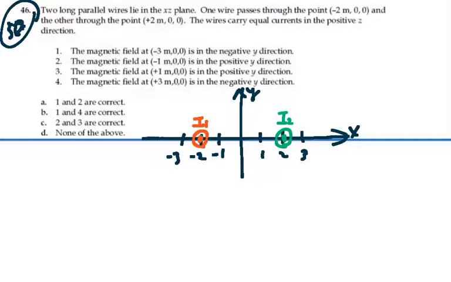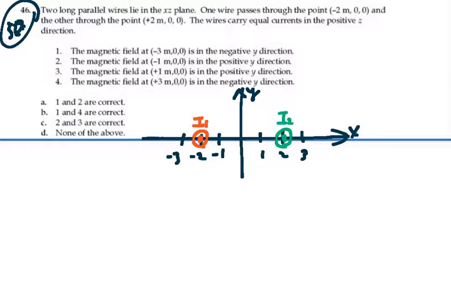And so we want to evaluate what the magnetic field looks like at various points along the x-axis. Now, in general, we're going to have magnetic fields going circularly around these wires, and where the x-axis is concerned, those magnetic fields are going to be perpendicular to the axis, so they're either going to be positive y or negative y at any particular point.